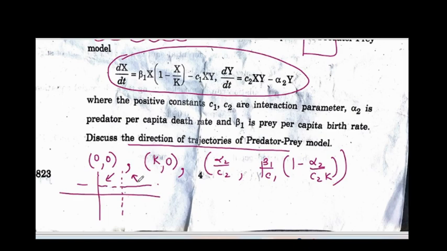So in the first quadrant, first region, it's going to look like this. Second region, it's going to go like this, and the third region, it's going to look like this, and the fourth region, it's going to go like this. So this is how the trajectory is. So you can verify your answers after doing the trajectory and phase plane analysis on your own.